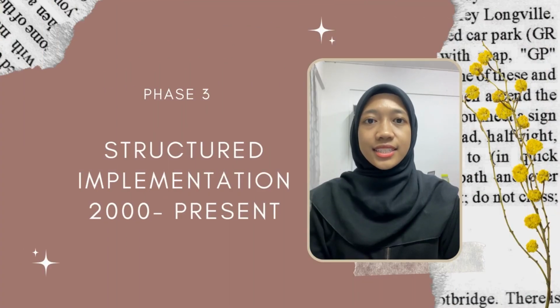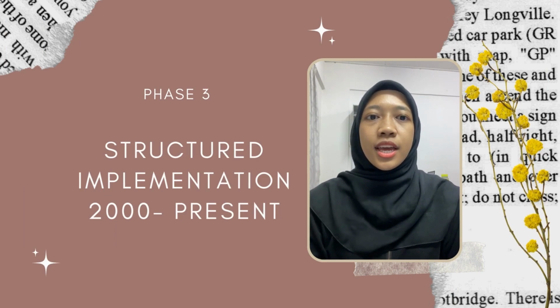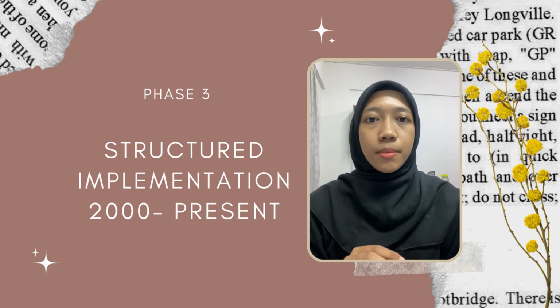Next, my name is Siti Asha binti Amiruddin. My metric number is 287562 and I will present about phase 3, which started implementation from 2000 until now.